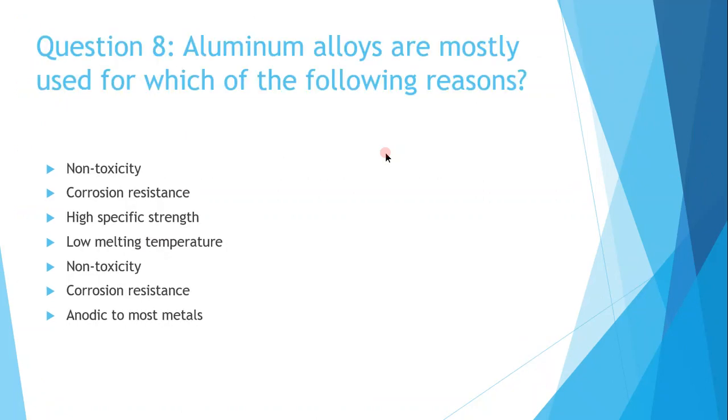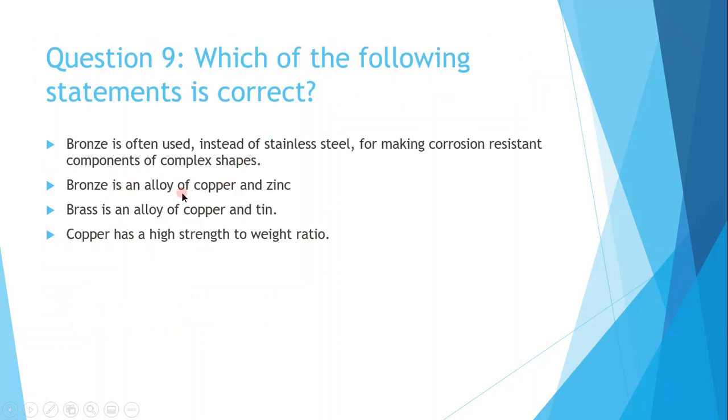So question 8. Aluminium alloys are mostly used for which of the following reasons? Alright, I know we didn't go through aluminium alloys, but just extra information. So all of them except for their low melting temperature, that they're anodic to most metals. That's actually a bad thing. So non-toxicity, corrosion resistance, high specific strength. That's why we want to use aluminium.